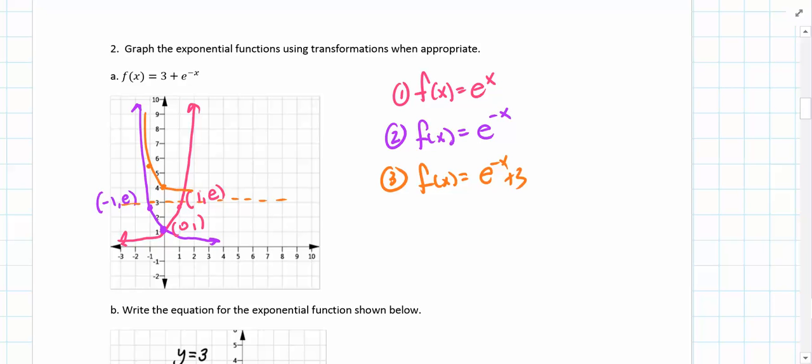So to label them, this point over there would be, looks like, (0, 4). And then this point over here would be (-1, e + 3). And that's how we would label that one.